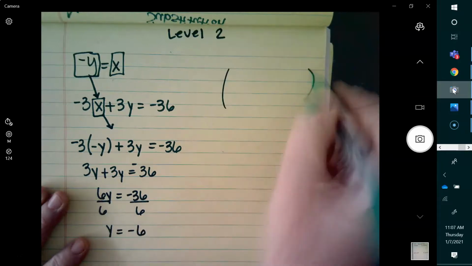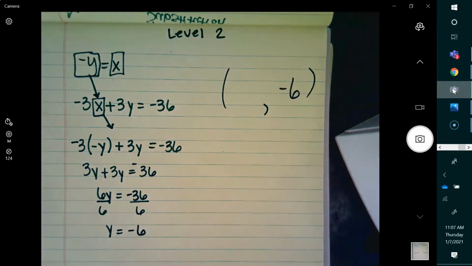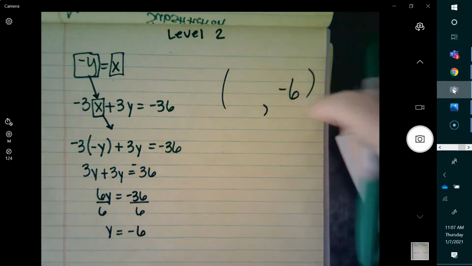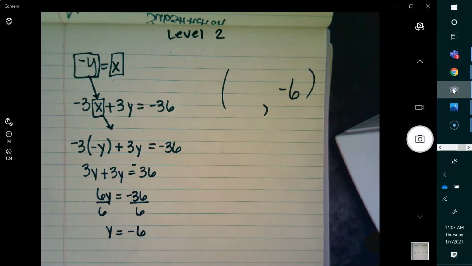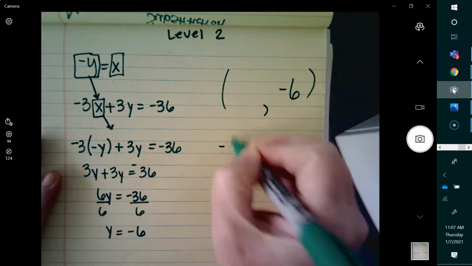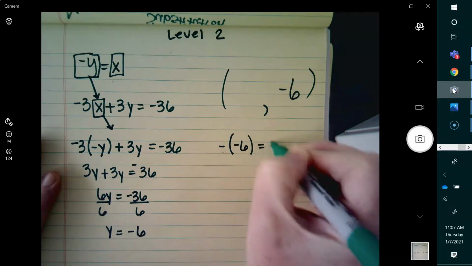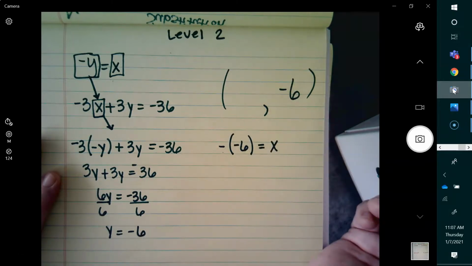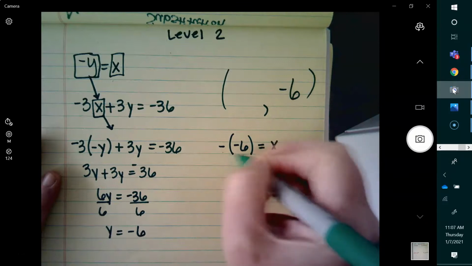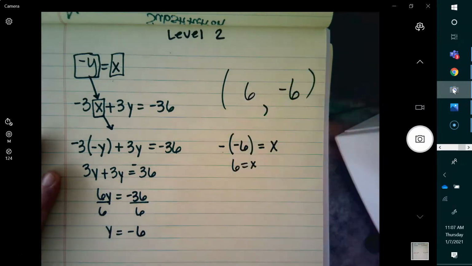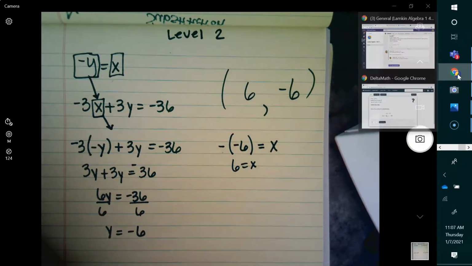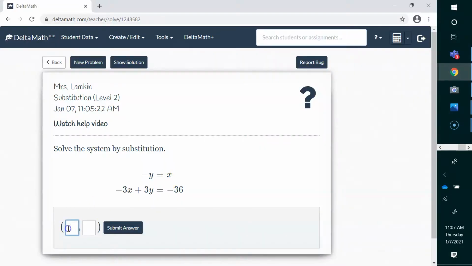Y is negative 6. So here's what I found. I found the y value first. So be sure you put it in the y spot. Which one do you want to use now to find x? The first one. So negative 6 equals x. What's that going to give me? 6. Okay, so there's my answer. So I'm going to go back to Delta Math, and I'm going to be sure I get the right number in the right spot. 6, negative 6, submit.